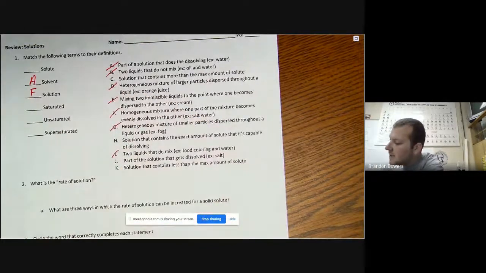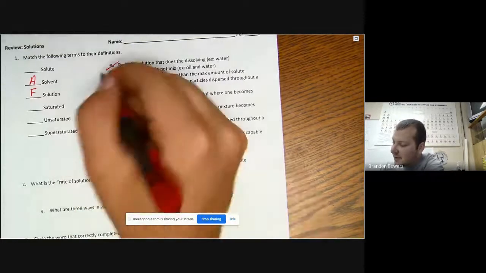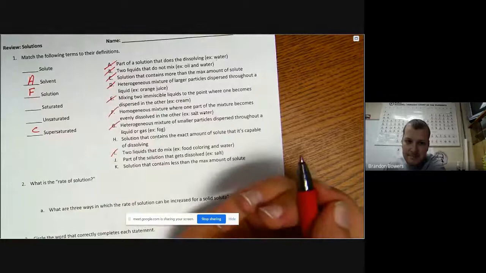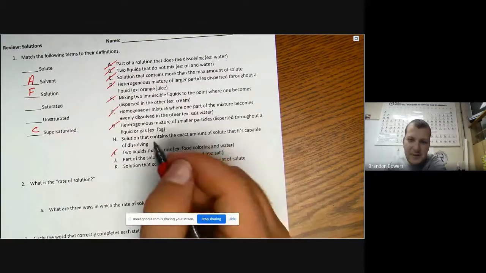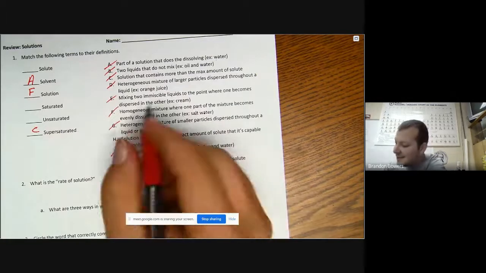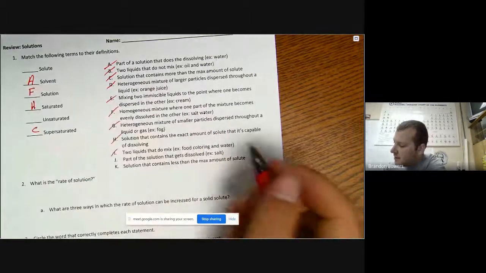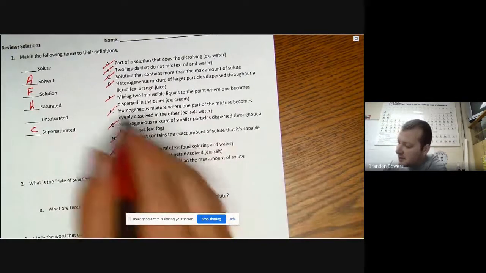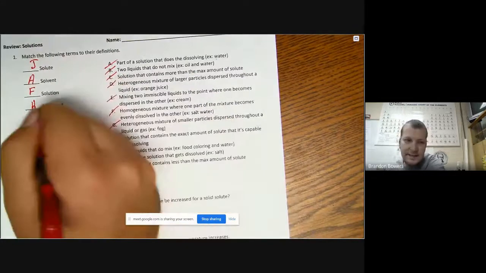I skipped C. A solution that contains more than the max amount of solute. More than the max, that's going to be supersaturated. H says a solution that contains the exact amount of solute that is capable. The exact amount is saturated. The part of solution that gets dissolved, example, salt. Salt is a solute, and that leaves K to be unsaturated.